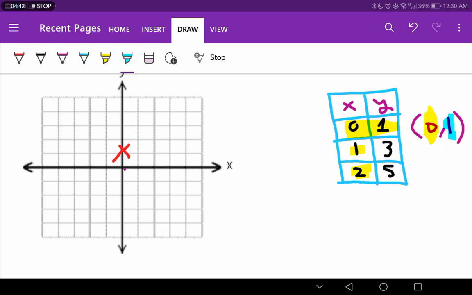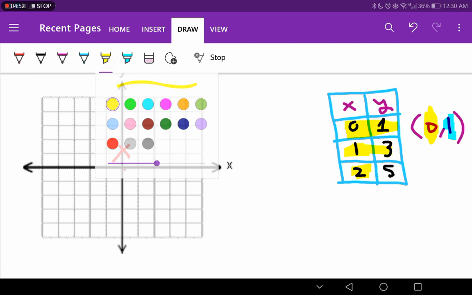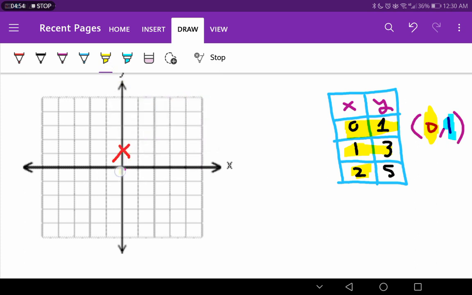Okay, let us try the second one. Here, it asks me to move one step to the right, then directly, don't stop, move like this. See? I will move one step to the right, then move 3 steps up, so I will reach here. So this is the second ordered pair point.